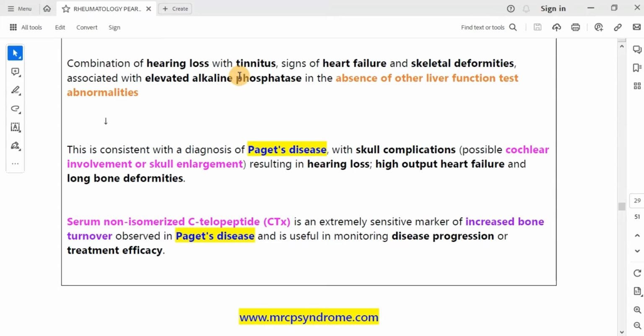A combination of hearing loss with tinnitus, signs of heart failure, and skeletal deformities associated with elevated alkaline phosphatase in the absence of other liver function test abnormalities is consistent with the diagnosis of Paget disease. And often we can get skull complications, possibly due to cochlear involvement or skull involvement, resulting in hearing loss, high output cardiac failure, and long bone deformities.